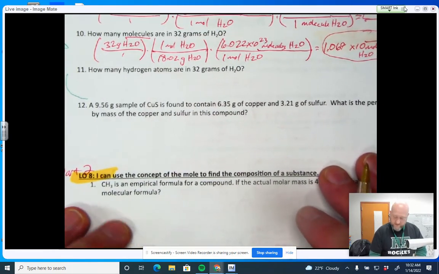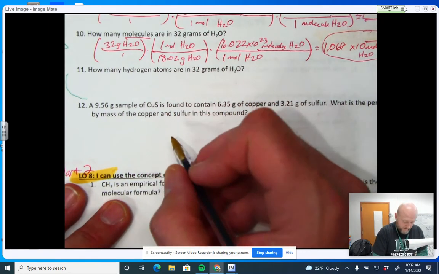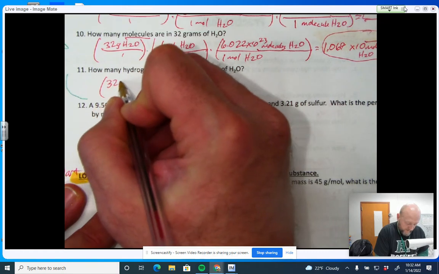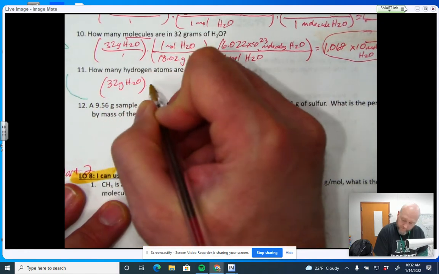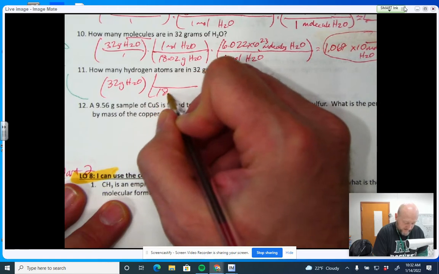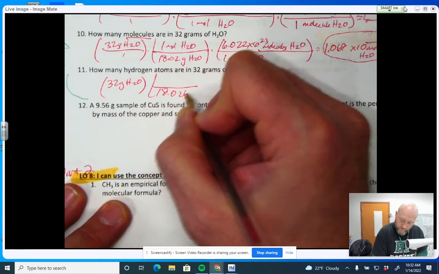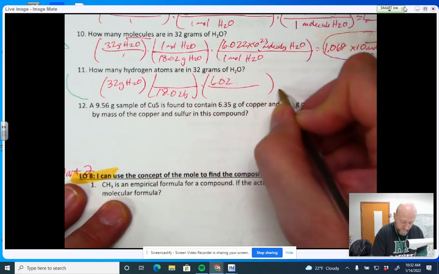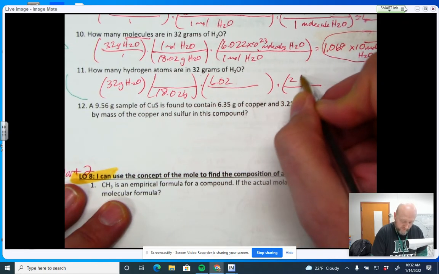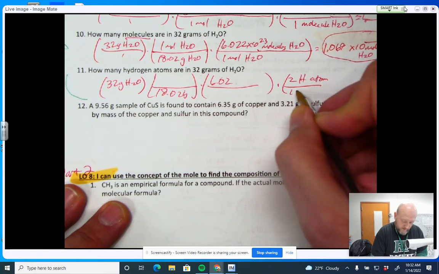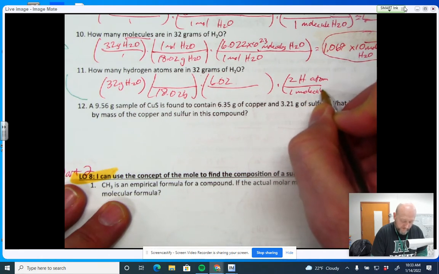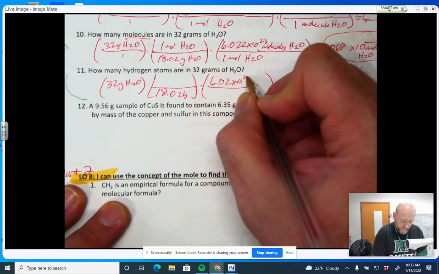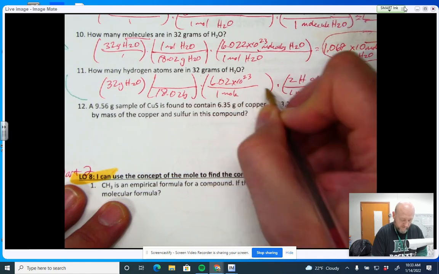Final question here, and I'm going to set this one up quickly because I'm low on time. It says, how many hydrogen atoms do we have here? 32 grams of H2O. Our molar mass of 18.02 grams per mole. Then we bring in Avogadro's number, 6.02 times 10 to the 23. And then finally, we're going to have 2 hydrogen atoms in 1 molecule. If my time runs out, please go ahead and finish solving this.